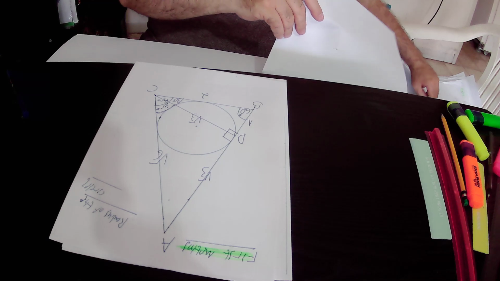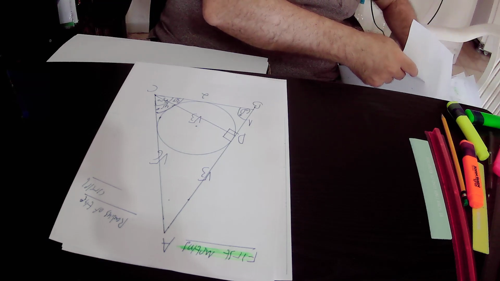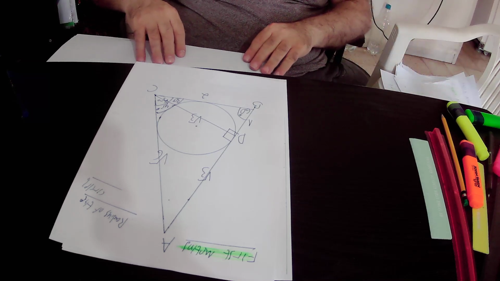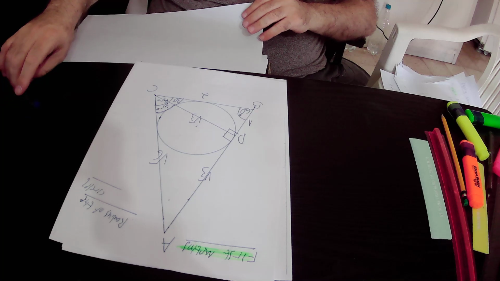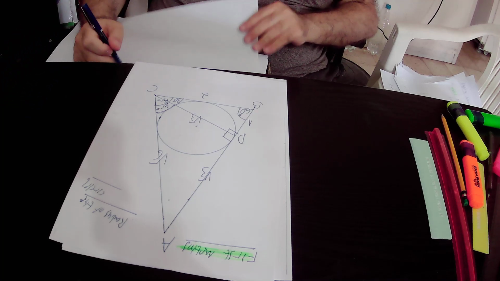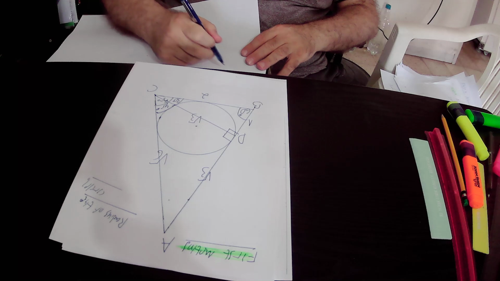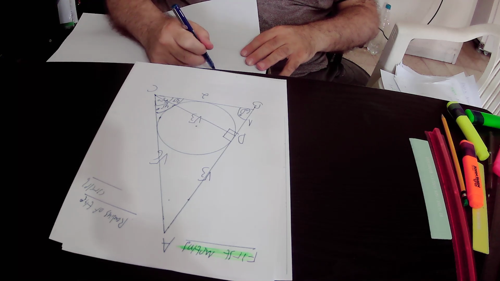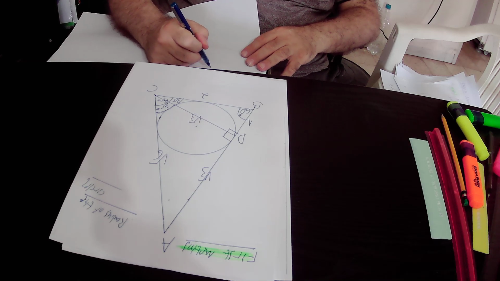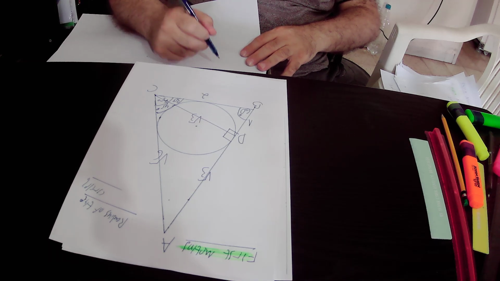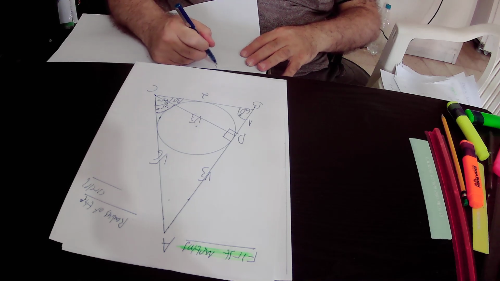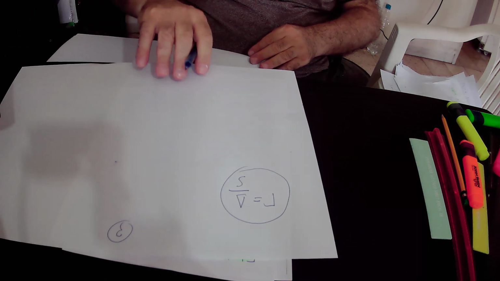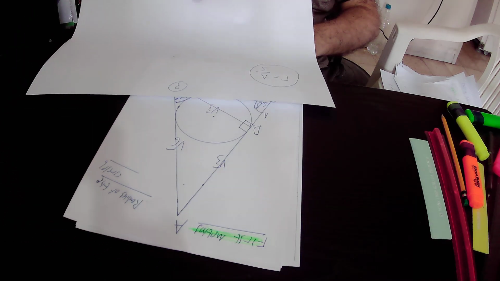Okay, so here you can write down that the radius of this circle, according to the formula that I presented to you, is equal to the area of triangle ABC over the semi-perimeter of this triangle. Okay, use this formula in order to find out the radius of this circle that is described by triangle ABC.